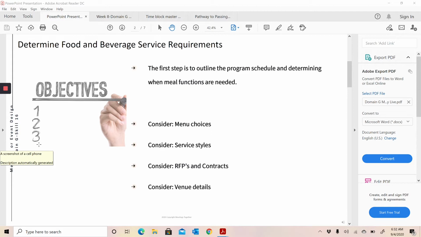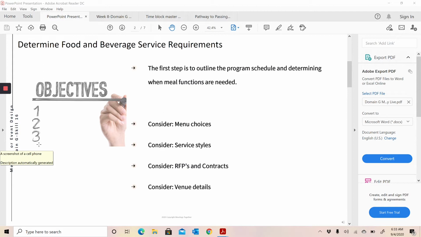So are we going to have banquets? Are we going to have a breakfast? Where are we going to plug in our food? And then consider menu choices. This is when you want to look at what's available, the continental breakfast or full buffet breakfast. You want to make sure that you know the different breakfast options and breaks and what makes them special and unique.